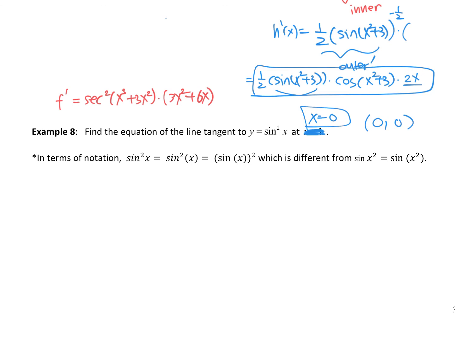And when you're done, if you did it correctly, your answer must be y is equal to 0. It's a horizontal tangent line at 0, 0. So, okay, I think we're done with this worksheet.